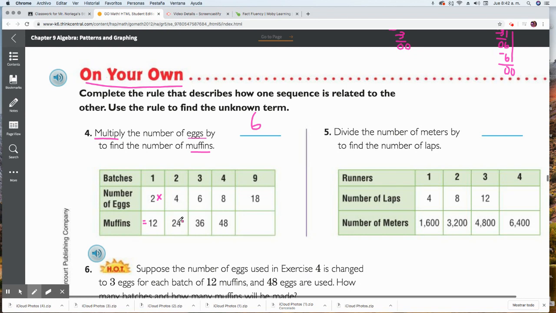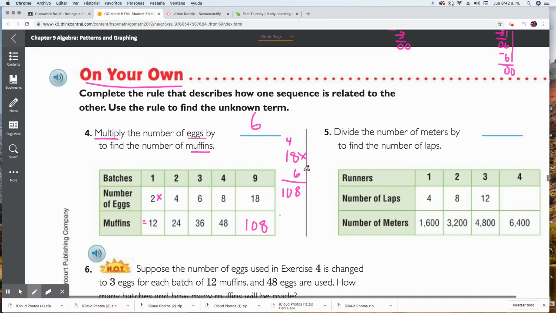4 times 6 equals 24. 6 times 6 equals 36. 8 times 6 equals 48. Now, what's 18 times 6? 8 times 6 is 48. Put the 4 down, carry the 4 over. 6 times 1 equals 6 plus 4 equals 10. So with 18 eggs, you can make a total of 108 muffins. That's number 4, very simple.